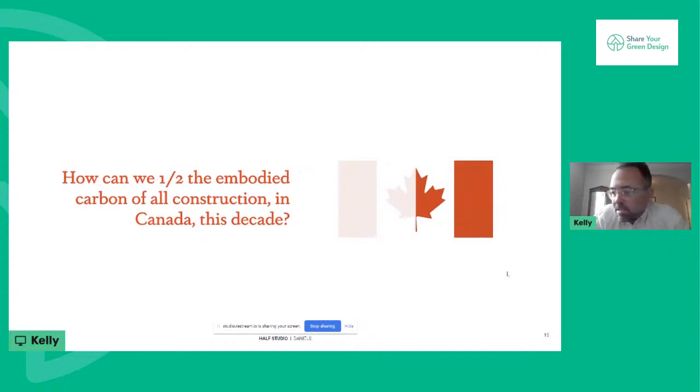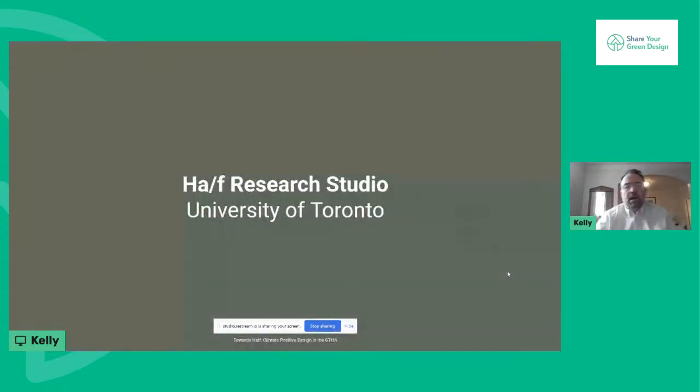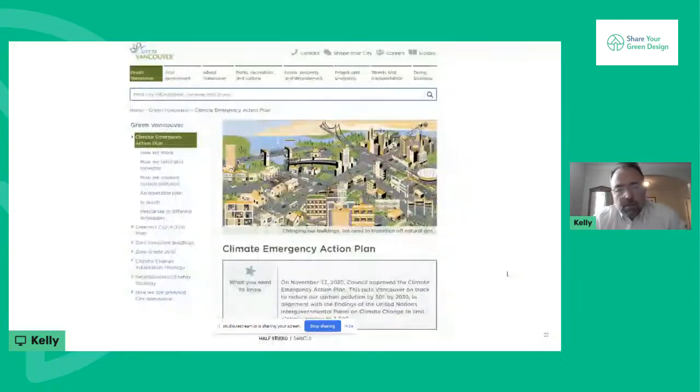And it's an important question because Canada is growing very quickly. We're an immigrant-driven population, and I'm certain we're going to see more and more population growth in Canada as the climate crisis ratchets up. I came to the U of T to start this half research studio to answer that question, and it was inspired by one thing happening in Canada: the city of Vancouver, the first embodied carbon policies in North America.